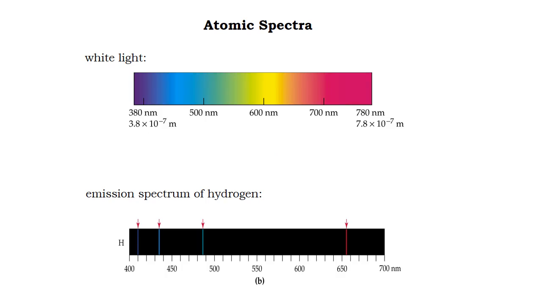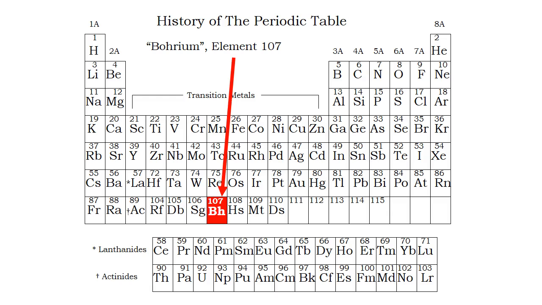So now we have white light on the top and the emission of hydrogen. Now, bohrium, we named element 107 after Niels Bohr in honor of his contribution, the Bohr model of the atom.